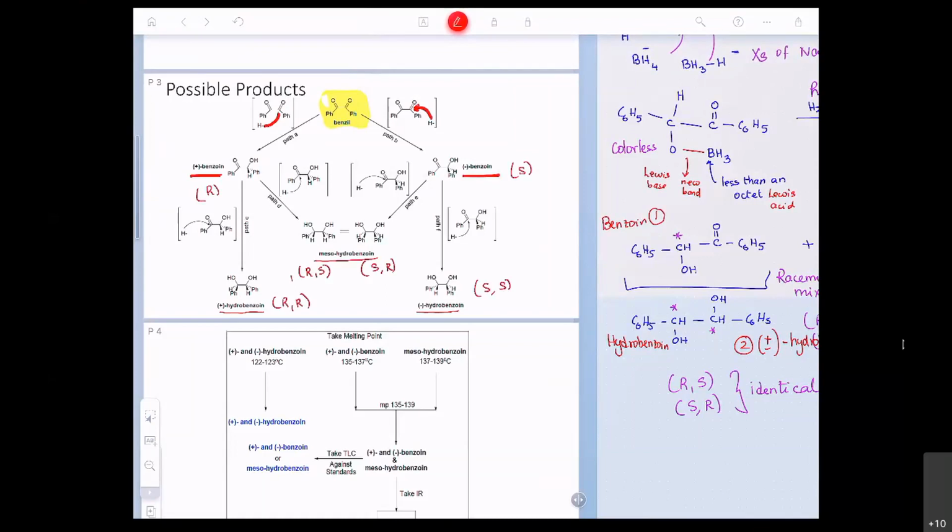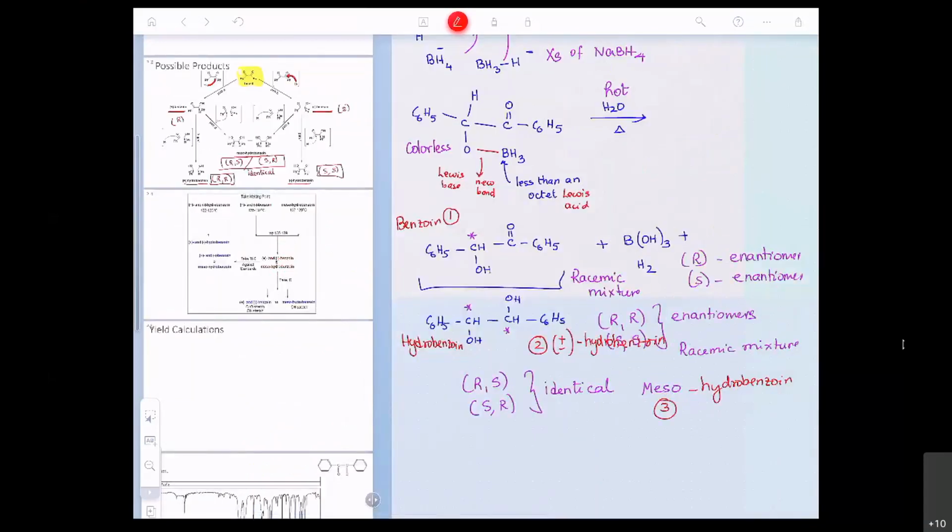You don't get these two separated. You will get it as a racemic mixture. These two are identical. Okay, the RR and the SS are racemic mixtures. These are identical. So keep that in mind. Okay. So you have all these varieties, which is what I labeled as 1, 2, and 3.